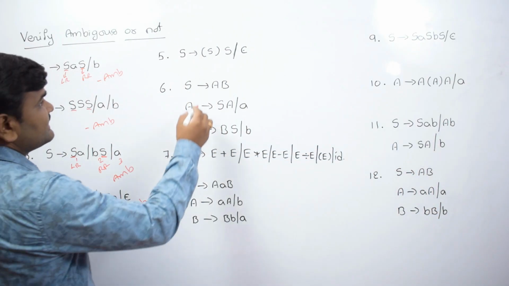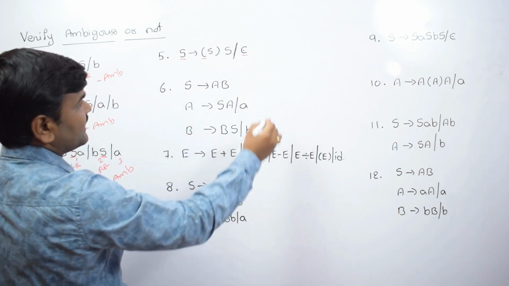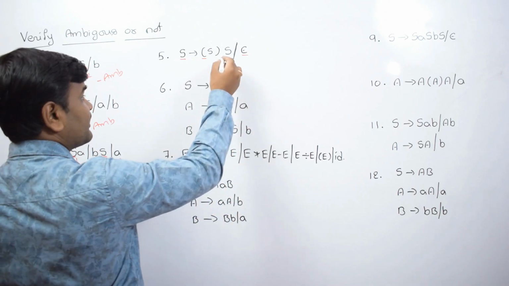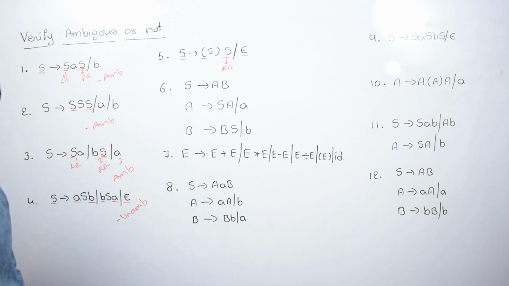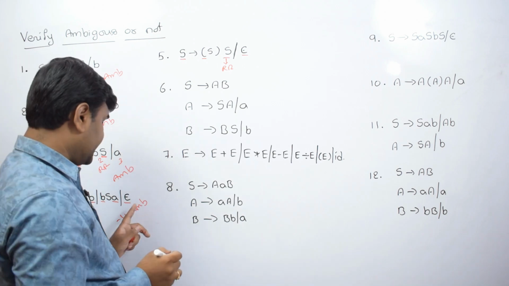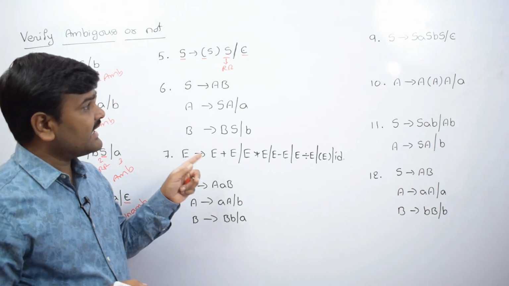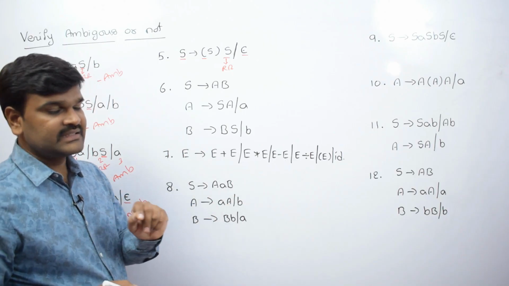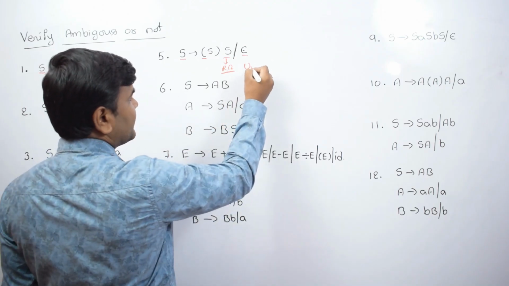Let us see here: no left recursion, and here also no left recursion, but it has right recursion. Because there is no left recursion, and to call a grammar ambiguous it must have both left and right recursion, and only right recursion is present, it is an unambiguous grammar.